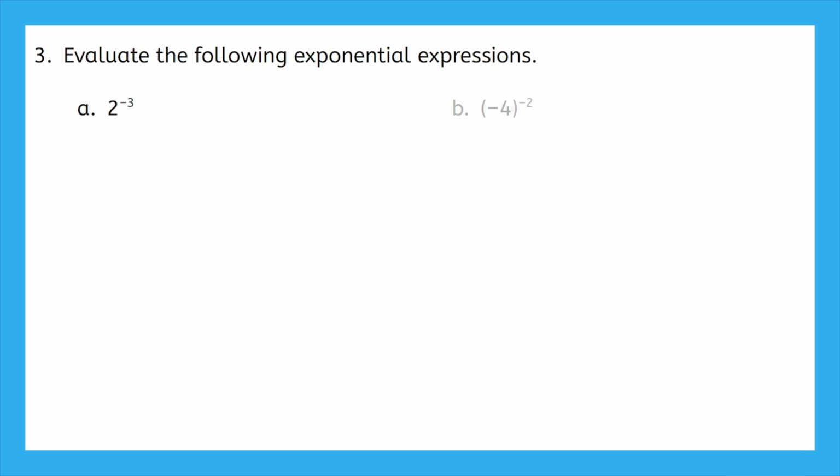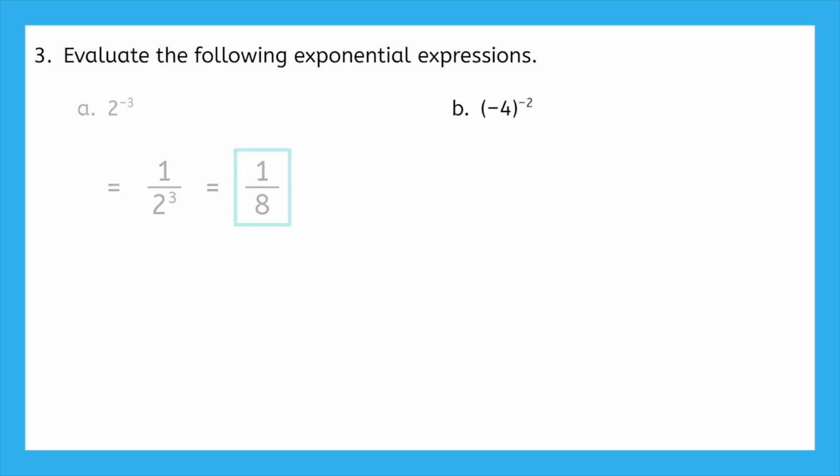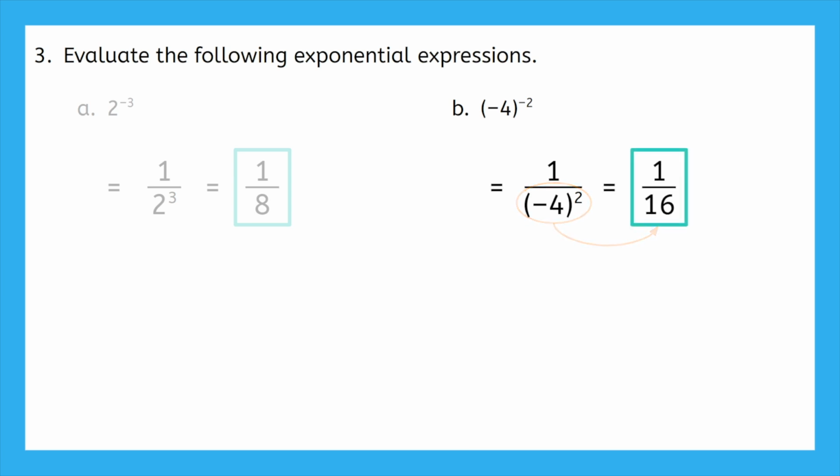2 to the negative third power can be rewritten as 1 over 2 cubed. Evaluating 2 cubed gives us an answer of 1/8. Negative 4 to the power of negative 2 is rewritten as 1 over (negative 4) squared. (Negative 4) squared is negative 4 times negative 4, which is positive 16. That gives us a final value of 1/16. Here, the value is positive even though the base was negative. It's important to take these problems step by step and identify the base and exponent to evaluate them correctly.